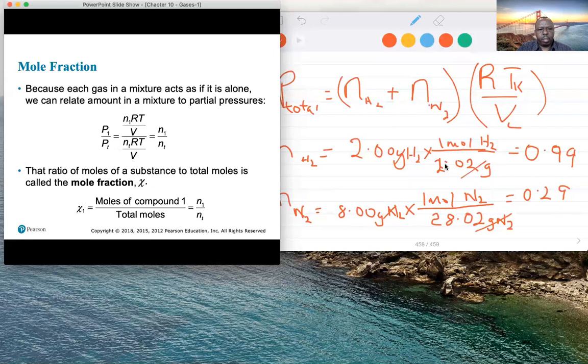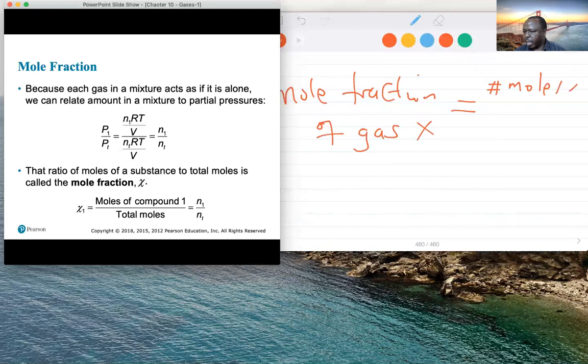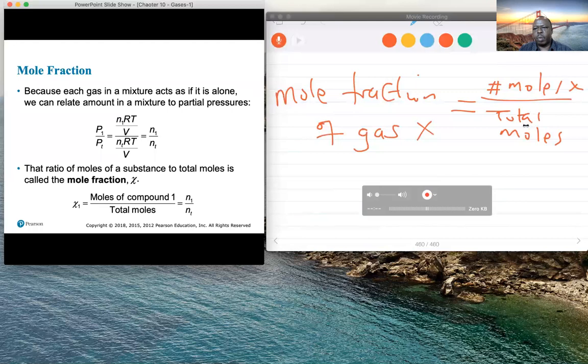Now, still on Dalton's law of partial pressure, I want to look at what we call mole fraction. You will see this again in CHM2 in detail. You know what a fraction is, right? The ratio of two things. The mole fraction of gas X is given by the number of moles of X over the total number of moles. That is just a fraction.